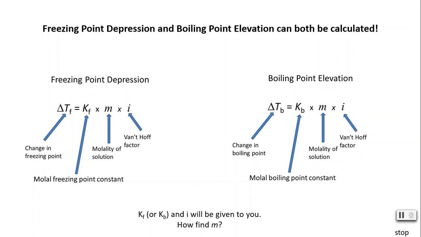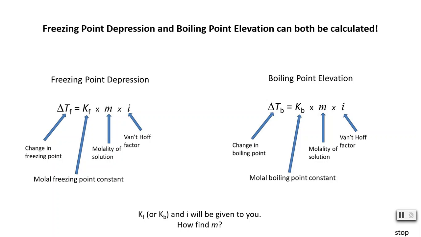So we talked about those two concepts and why that is the case and how that happens. In this video, we're going to start to talk about how you can calculate how much a freezing point is lowered or depressed and how much a boiling point is raised or elevated when adding a solute or an impurity to a solvent or a liquid. So the two equations for freezing point depression and boiling point elevation are listed here, and they look pretty similar. Let's talk about the parts of those equations.